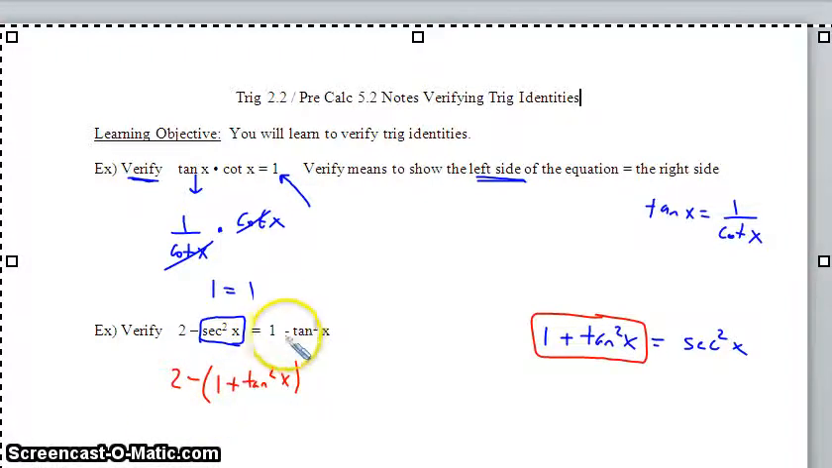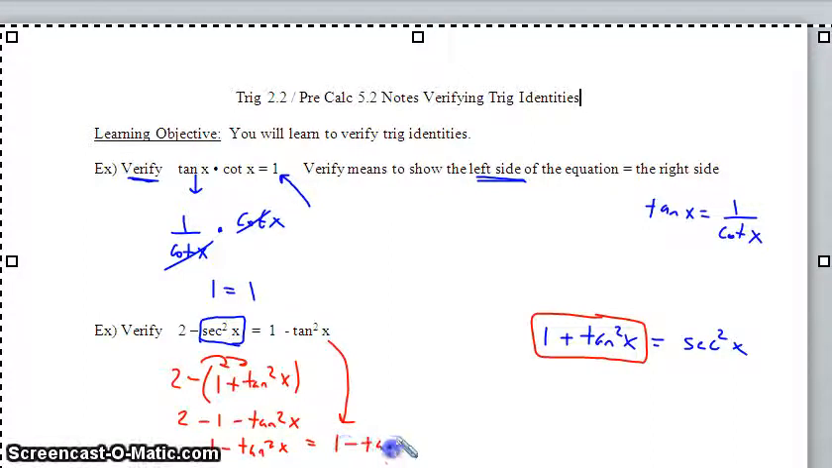Now I have to show that this is the same as 1 minus tangent squared. So I'm going to use the distributive property. 2 minus 1 is 1, and I was able to get it to show that it's 1 minus the tangent squared of x.